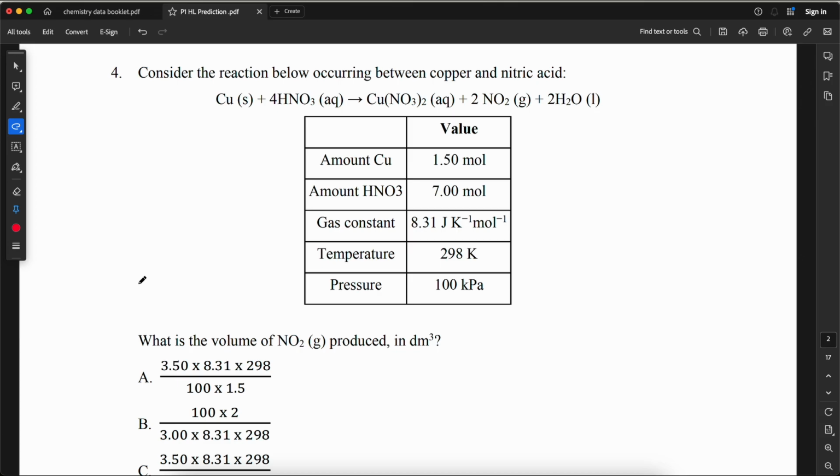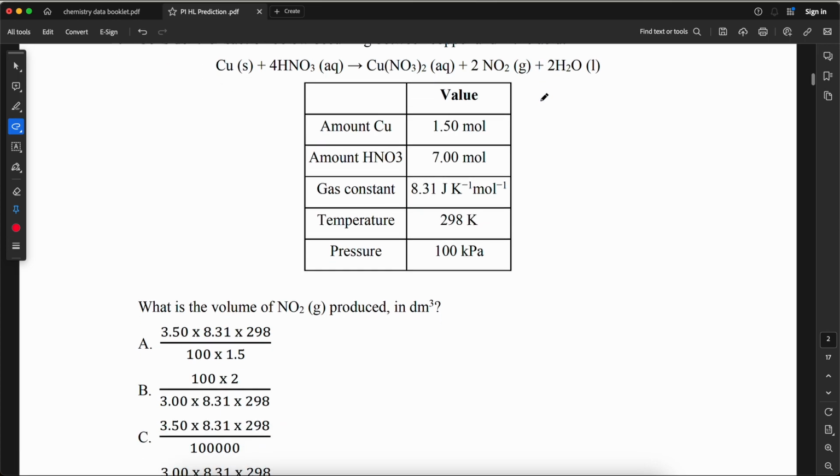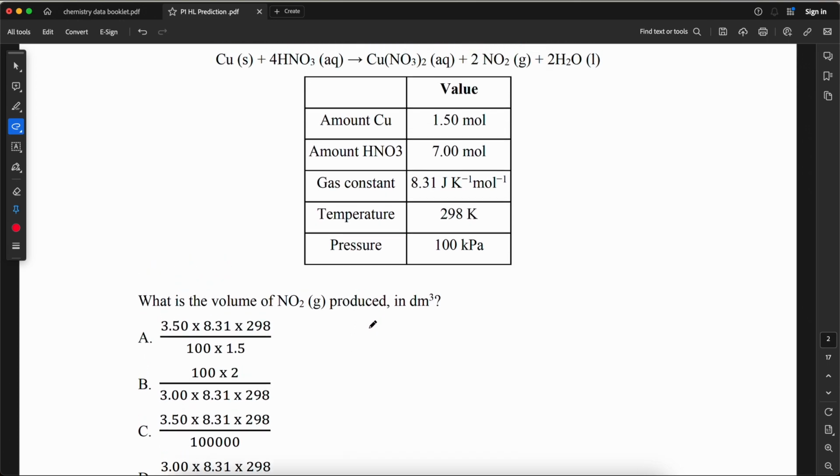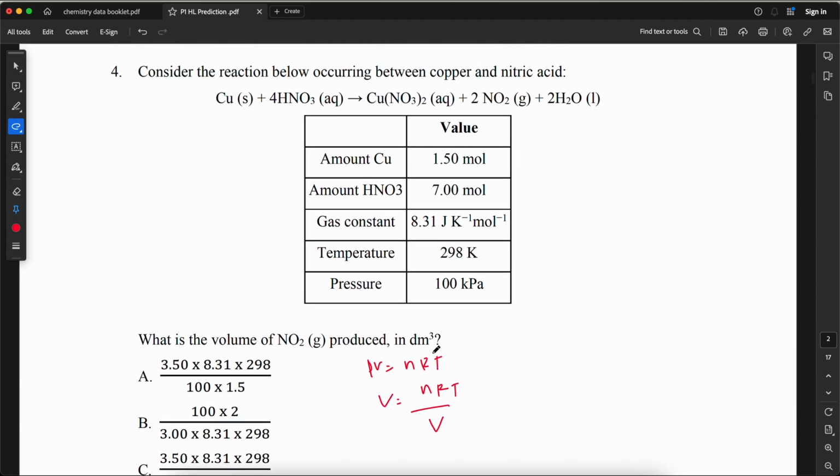Consider the reaction below occurring between copper and nitric acid. So copper reacts with nitric acid to produce copper nitrate, nitrogen dioxide gas, and then water. So what is the volume of NO2? So that would be PV = nRT. So V would be nRT divided by P. But the problem is we have 2 moles right here.